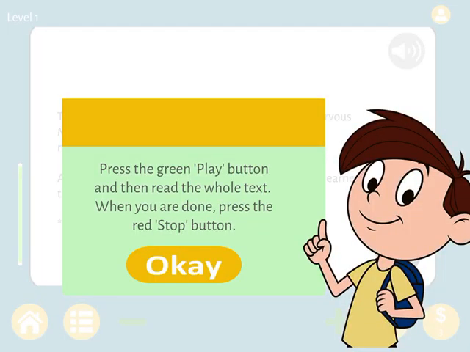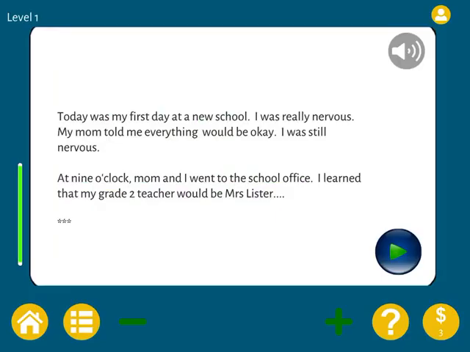Press the green play button and then read the whole text. When you are done, press the red stop button. Start now. Today was my first day at school. I was really nervous. My mum told me everything would be okay. I was still nervous. At 9 o'clock, Mum and I went to the school office. I learned that my grade 2 teacher would be Mrs. Lister.